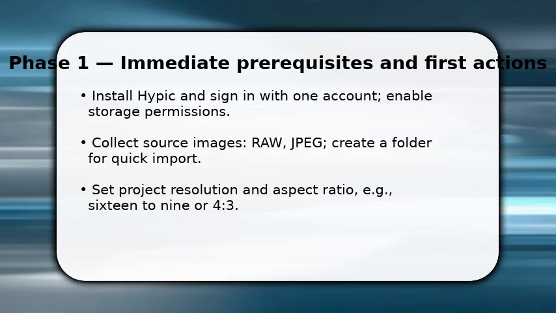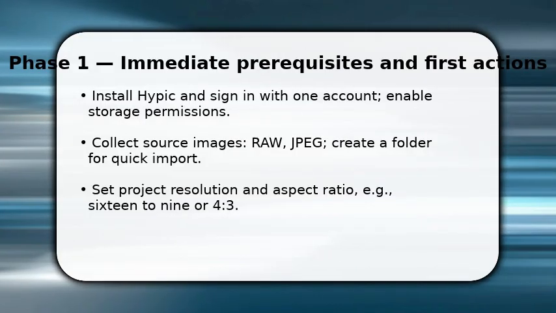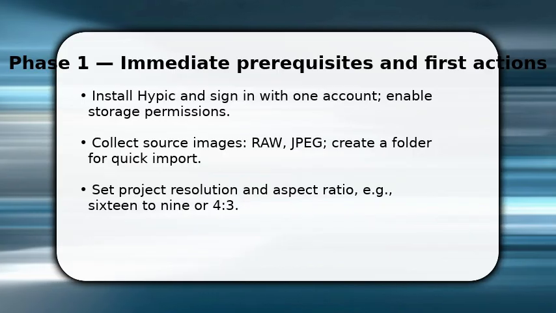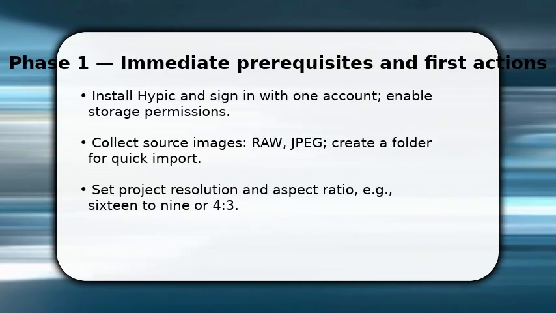You begin by gathering your assets and launching Hypic. Do this now. Import the folder with RAW or JPEG files because organized inputs speed edits. Set the project resolution and aspect ratio to match your export goal. This prevents later cropping. Once done, create a named project and enable versioning so you can revert.